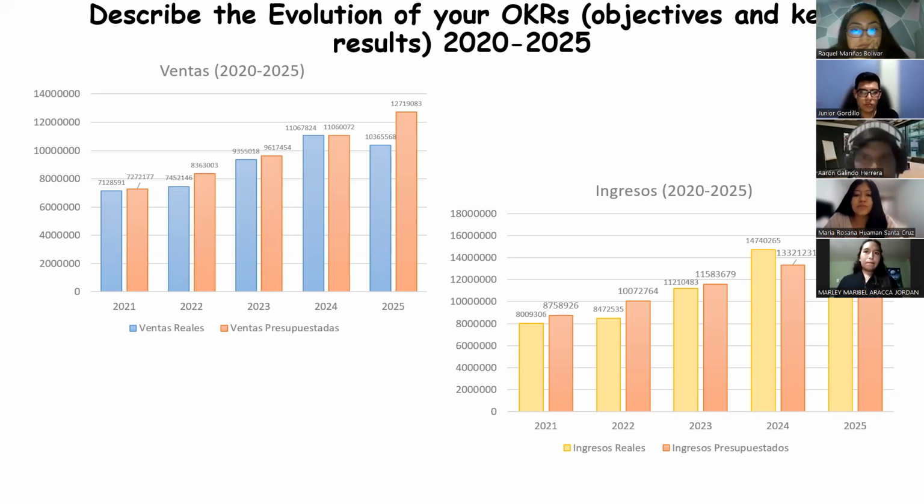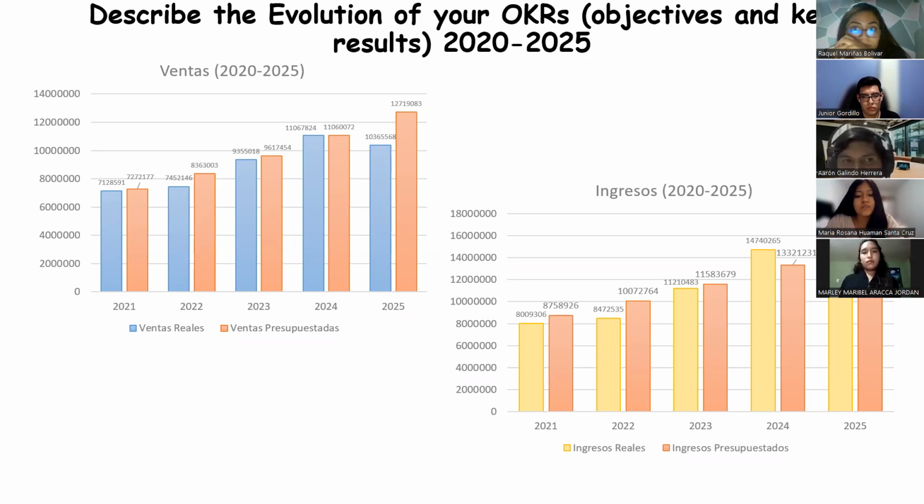Regarding the evaluation of our main objectives as a company, it was to achieve sustained year-on-year growth, which is why we are going to analyze actual and forecast sales and income for the periods 2020 to 2025. Regarding sales, in the years 2021, 2022, 2023, and 2025, sales didn't reach the target amount.